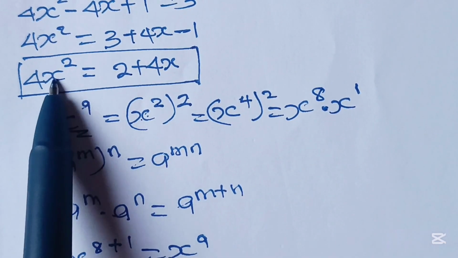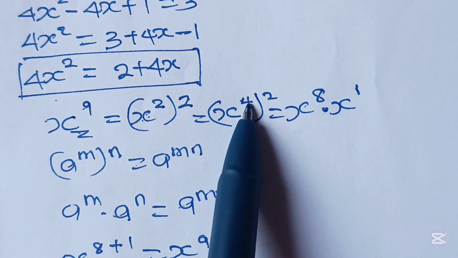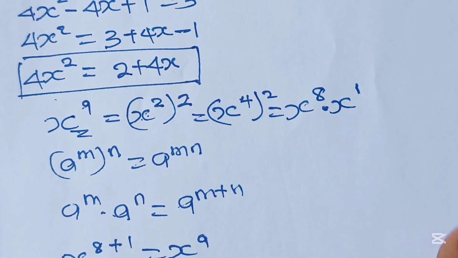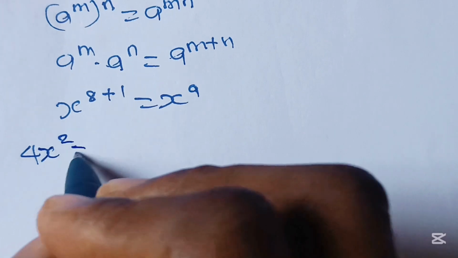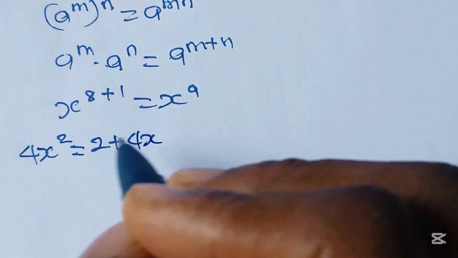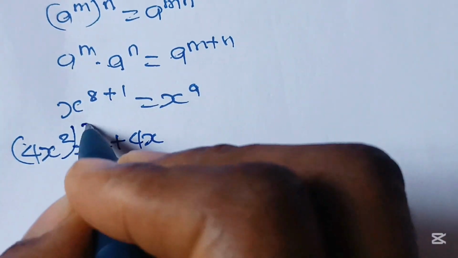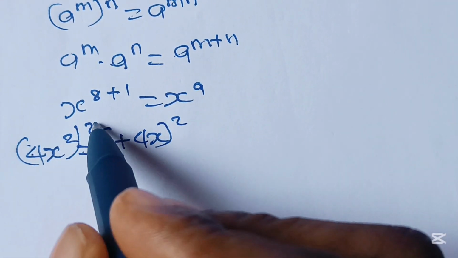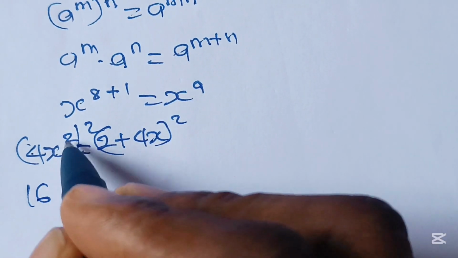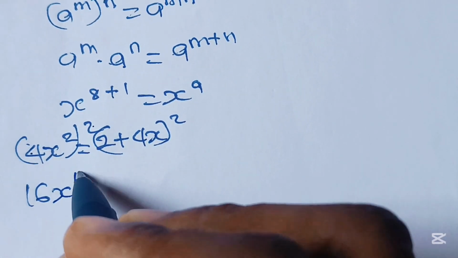So we are going to square now, just like here, to get x to the power of 4. So we square both sides of the equation. Now let's go ahead and do that. This is what we have: 4x squared is equal to 2 plus 4x. So we are going to square both sides of the equation, okay? So we have 4 squared, which will give us 16. x squared squared will give us x to the power of 4, right?